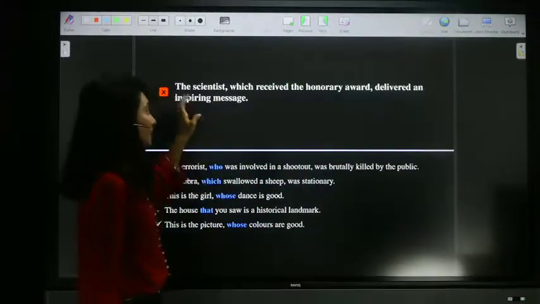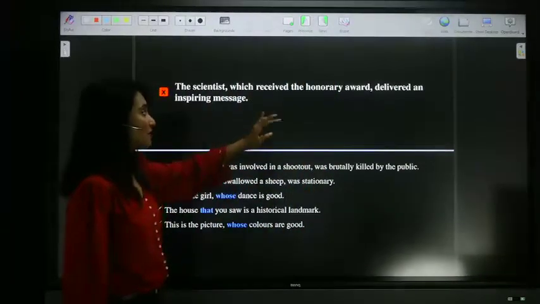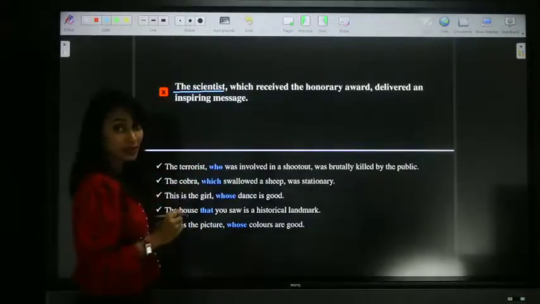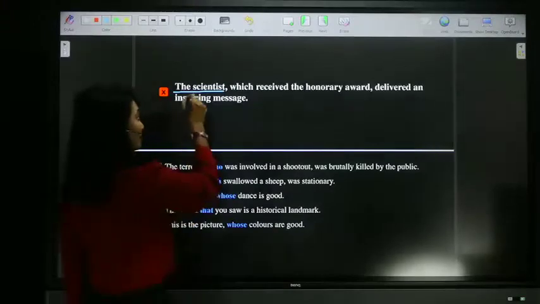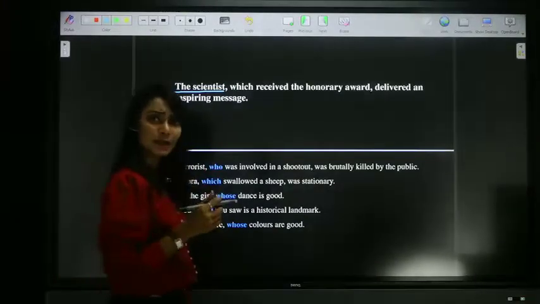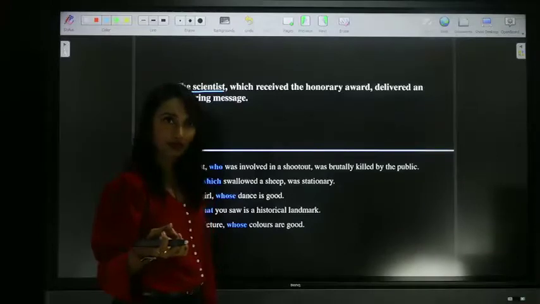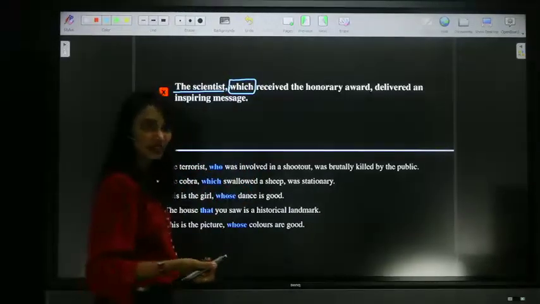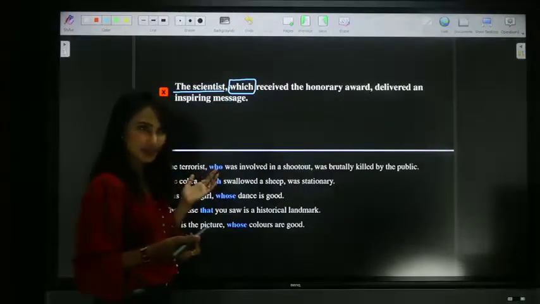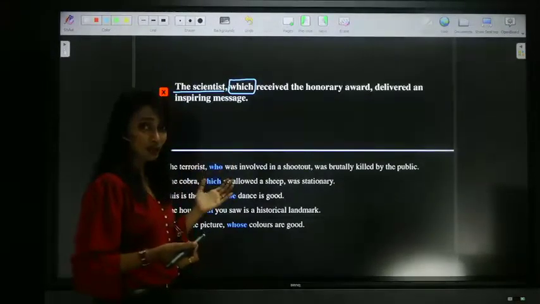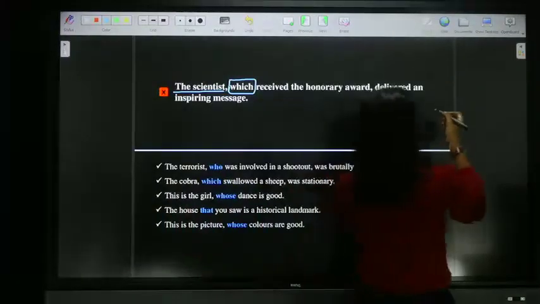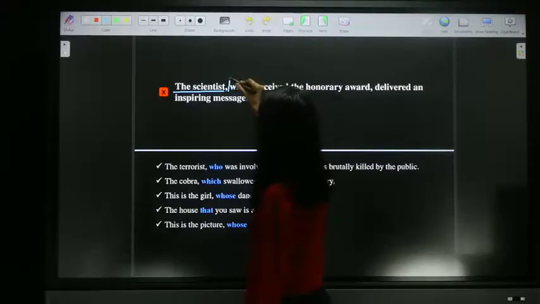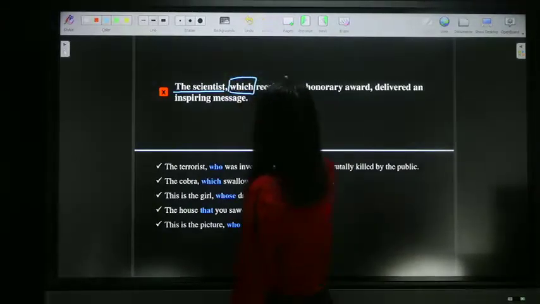Look at this one. The scientist which received the honorary award delivered an inspiring message. What is the subject here? The scientist. Is scientist a person or thing or animal? Scientist, we know, is a person. So can we use which for a person? If you remember relative pronouns, what are relative pronouns? The pronoun which relates some other information with the noun that comes before, right? So what are those relative pronouns?